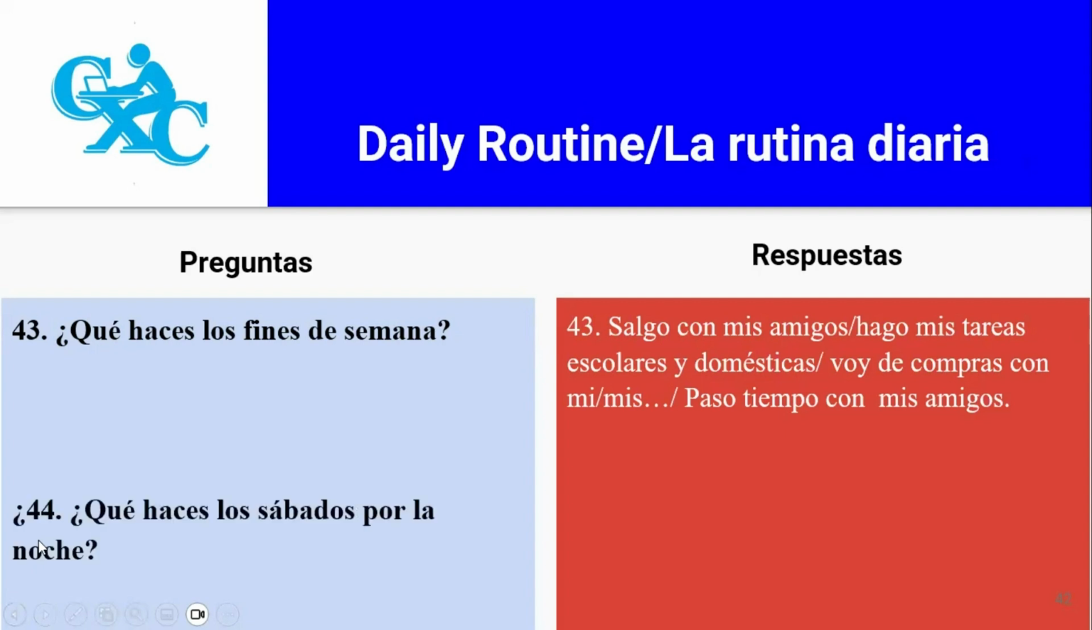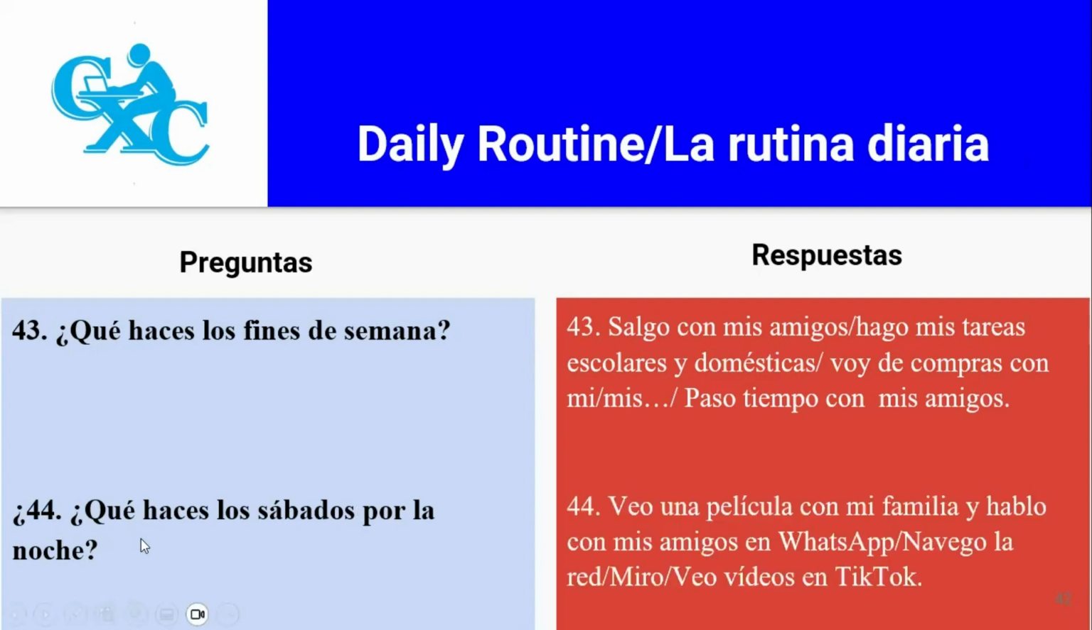Muy bien. Next question. ¿Qué haces los sábados por la noche? And a possible response could be, veo una película con mi familia, y hablo con mis amigos en WhatsApp o navego la red o miro o veo videos en TikTok. That's what these young people do nowadays. Everybody's on TikTok watching videos and you chat with your friends at night. So yes, these are possible ways of responding to a question like this. Okay, vamos a continuar.